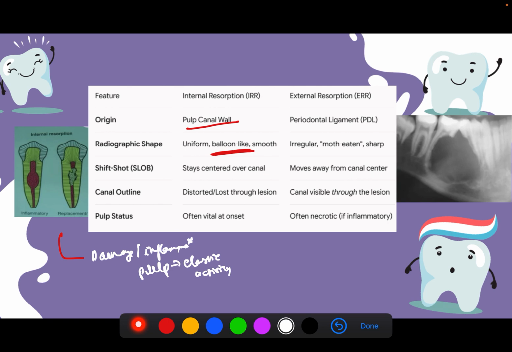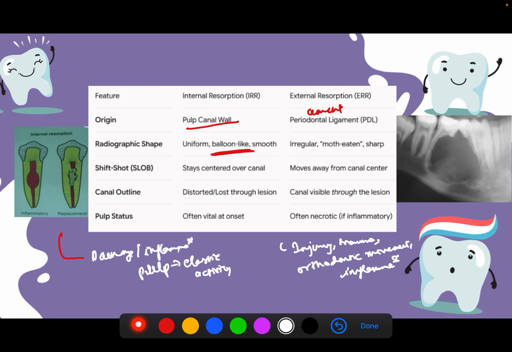Now when we talk about external reabsorption, where does this begin? This begins at the root surface, either cementum or PDL. What is the pathogenesis? Pathogenesis can be injury, trauma, orthodontic movement, and inflammation.